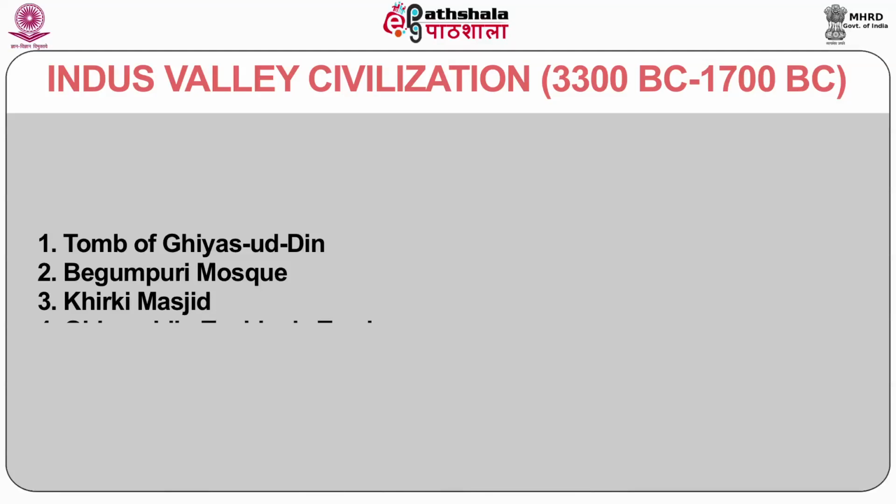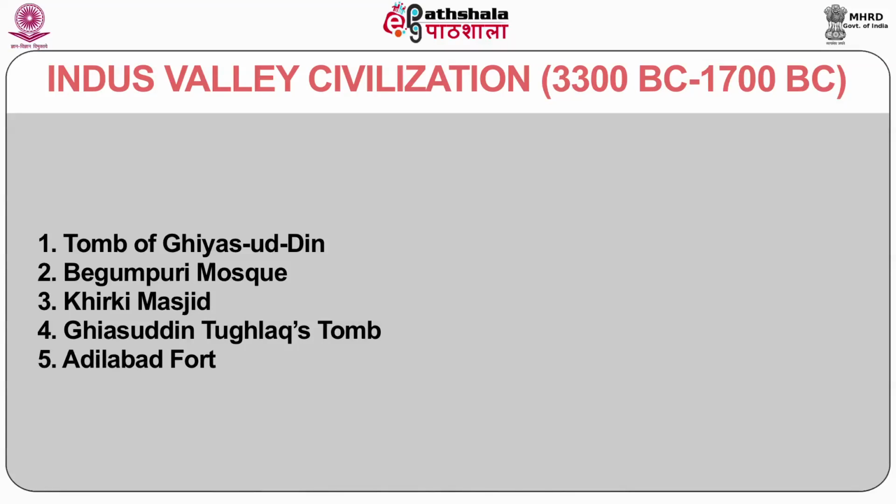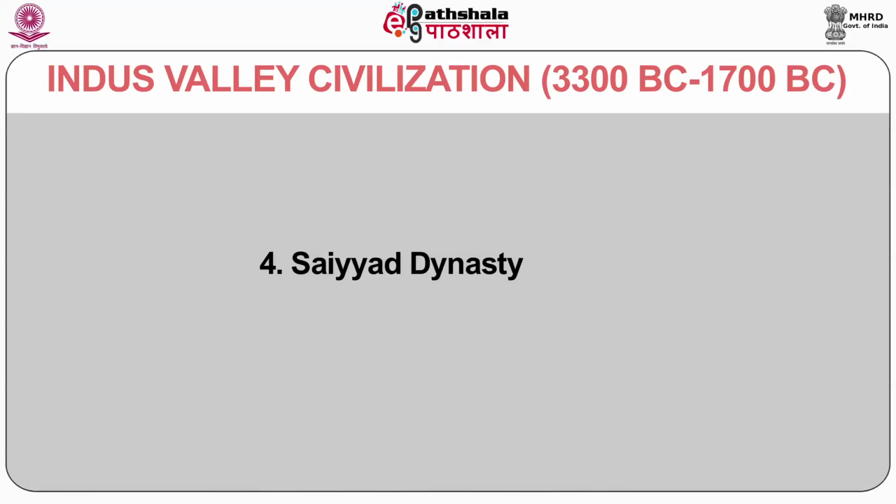The main buildings built by this dynasty include the tomb of Ghiyas ud-Din, Begumpuri Mosque, Khirki Masjid, Ghiyasuddin Tughlaq's tomb, Adilabad Fort. The fourth dynasty was the Sayyid dynasty.